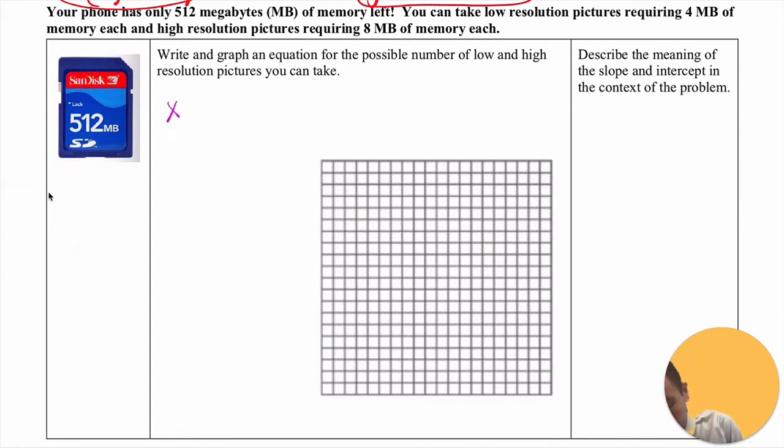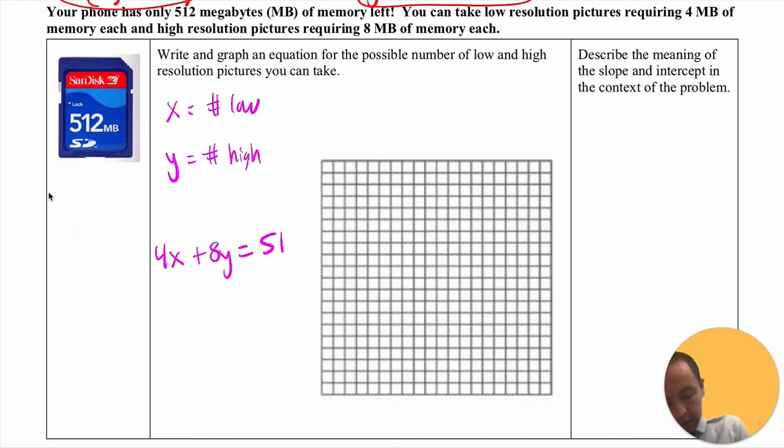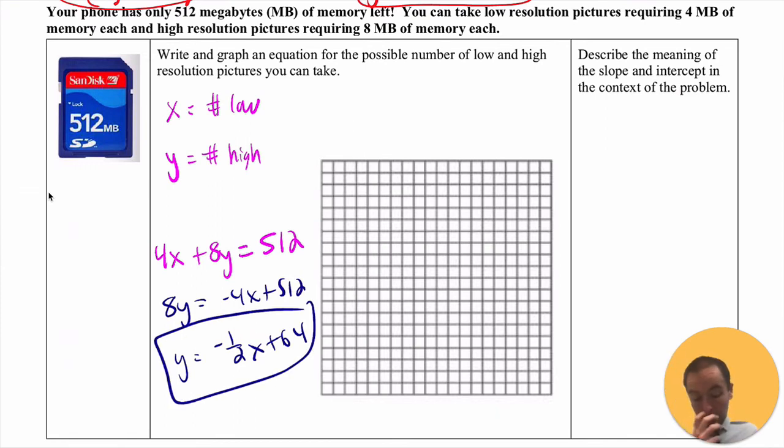So if we define a couple of variables, maybe x to be the number of low resolution pictures you can take, and then y is the number of high resolution pictures you can take, you know that you're going to have 4 times the number of low plus 8 times the number of y is going to be the memory you're going to use up, and you want that to come out to be 512 overall, right? So then using that, you can solve this for y, and 512 divided by 8 is 64. We end up getting that particular equation right there.